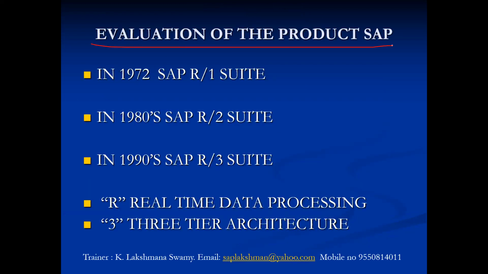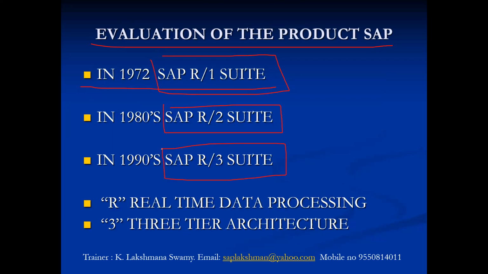Now, let us see the brief history of SAP product development. Evolution of the product SAP. In 1972, SAP company developed a product known as SAP R1 suite. In the 1980s, SAP developed a product known as SAP R2 suite. In the 1990s, SAP developed a product known as SAP R3 suite. And this is the product we are using now, right? And of course, many of you have heard about S/4HANA also, right?